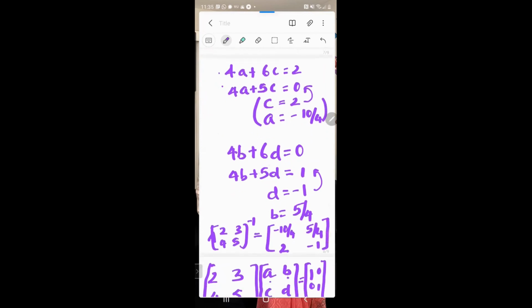Minus 4B minus 5 equal to 1. Yeah, absolutely. You're right. So 6 over 4. Sorry. So 6 over 4 is this one.